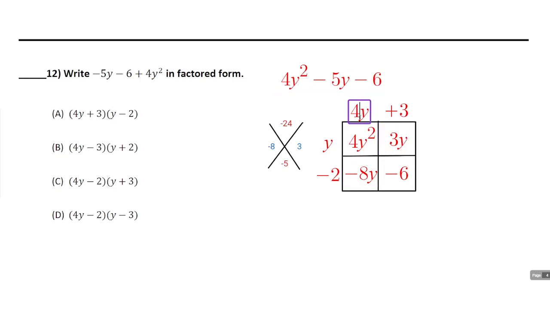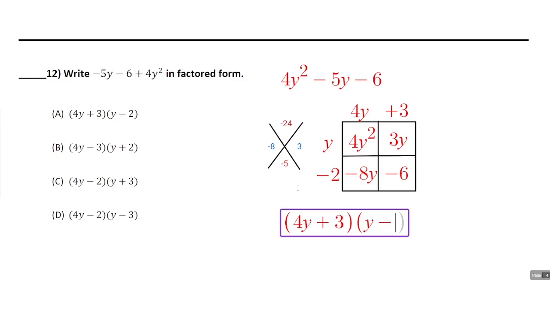Okay, so now that we fixed that up, we've got our two factors, which are going to be 4y plus 3 times y minus 2. And let's hope that we have an answer there, and I do see that it's going to be choice A here.